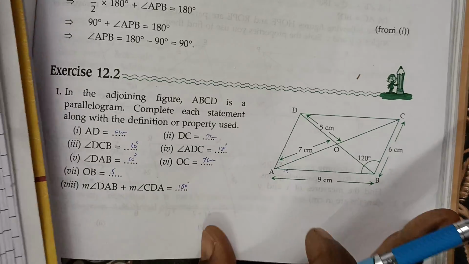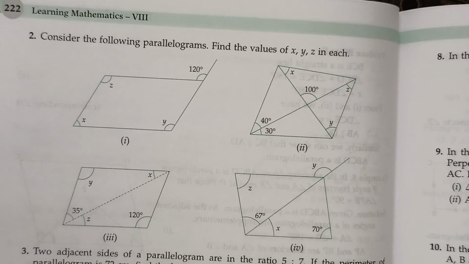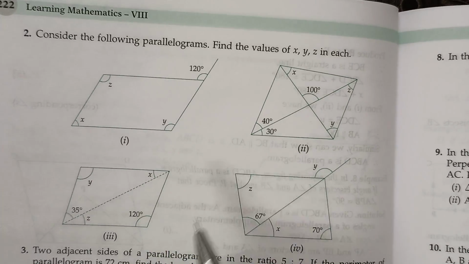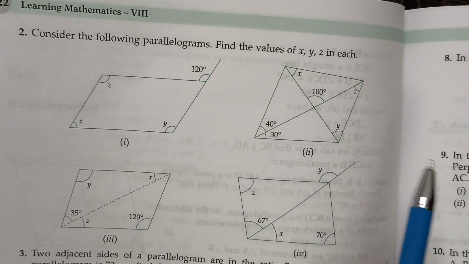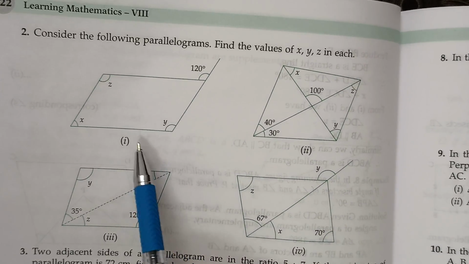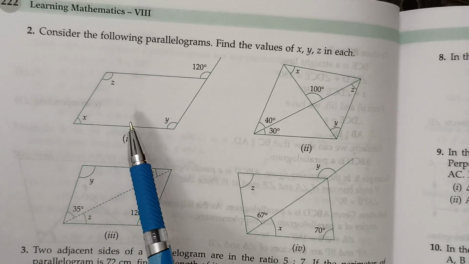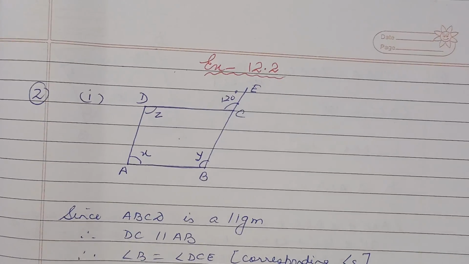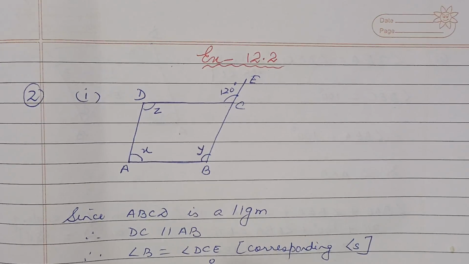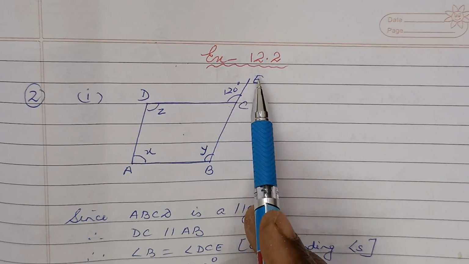Okay. Now let us start with question number 2. Question number 2 has 4 parts. Consider the following parallelograms, means all are parallelograms. Find the values of x, y and z. Now here you see, let us name this parallelogram. We should always name the figure, then it is convenient for finding the values. So I just named it as A, B, C, D and E.